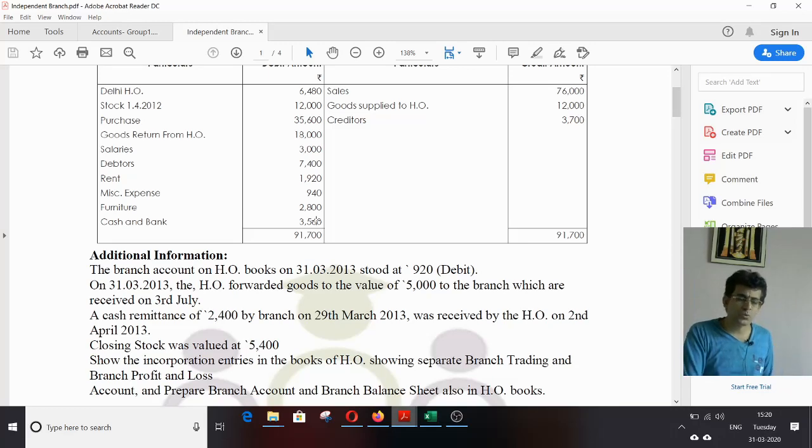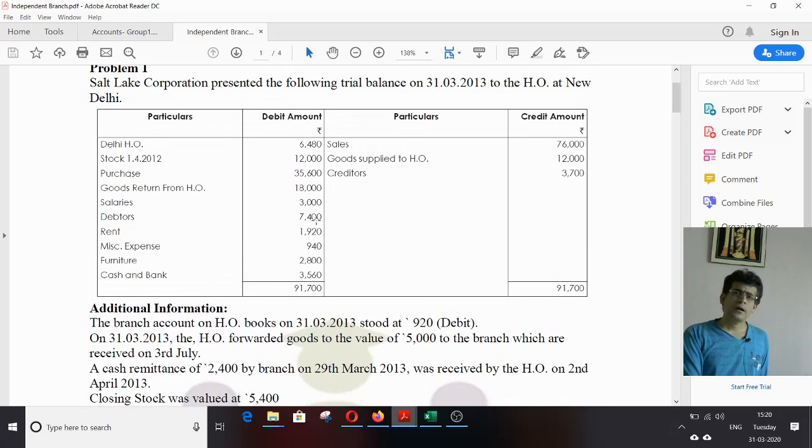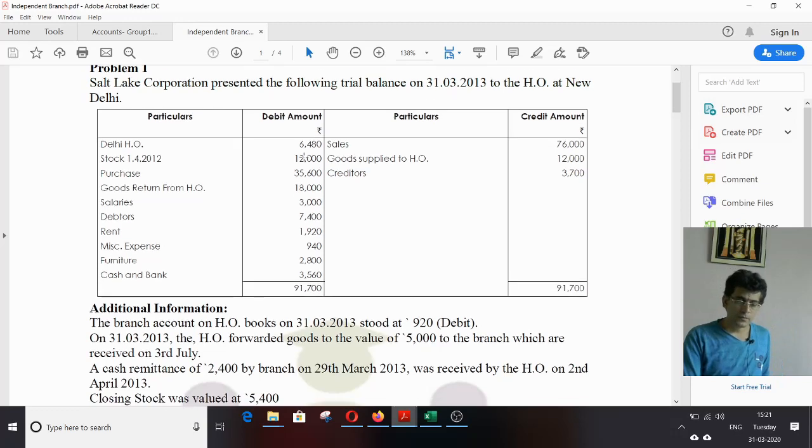So if you look into this case, ideally, in the books of the branch, head office will always act as a creditor. Creditor, being a liability, will always be on the credit side of my trial balance. But in this case, if you observe, Delhi head office account is on the debit side of the trial balance. That is something we need to understand. Now, let us come back to this.